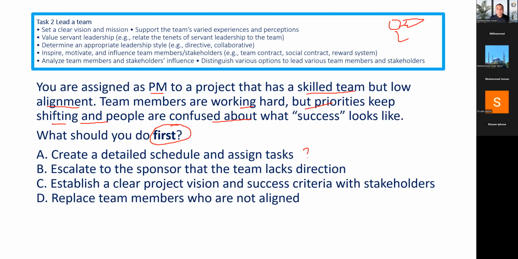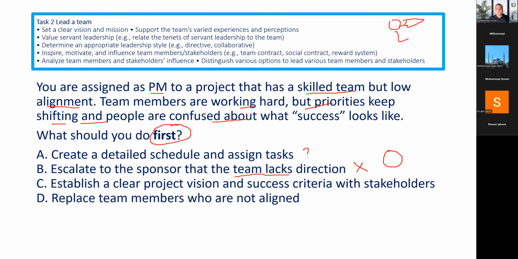So, escalate to the sponsor that the team lacks direction. We have discussed, and I have explained multiple times: if there is any issue related to the team, you will never ever escalate to the sponsor. The things which are internal, inside the boundary of your team and your organization, you should not directly escalate to the sponsor until you have exhausted everything. So there are simple conditions.